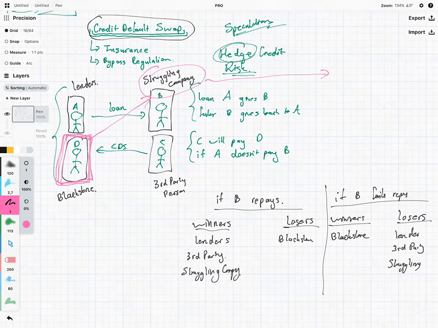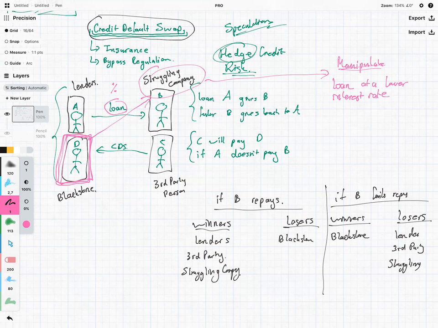So how does this manipulation work? They're going to say to the struggling company, the loan that you have with the lender, this loan over here, you're paying quite a high interest rate. Let's say it's 10%. We can give you an even bigger loan at a lower interest rate.